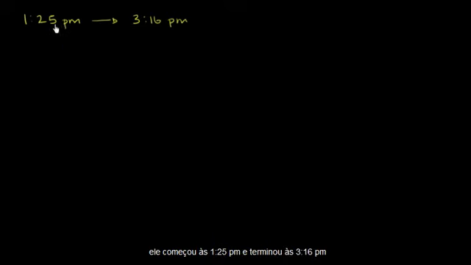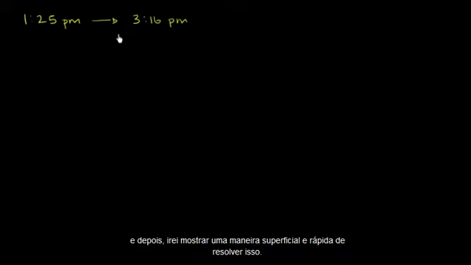So it starts at 1:25 p.m. and it ends at 3:16. And there's a couple of ways to do this. One, I'll do it with a number line, which is kind of the slower way, but it's easier to visualize. And then I'll show you a slightly faster way to do it. And then we'll think about how do we think about it if one of them is AM and then the other one is PM. So let's just think about it one step at a time.